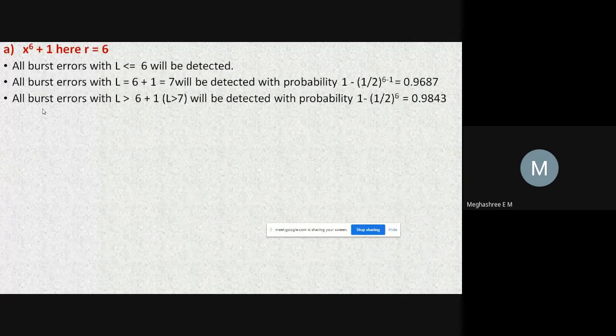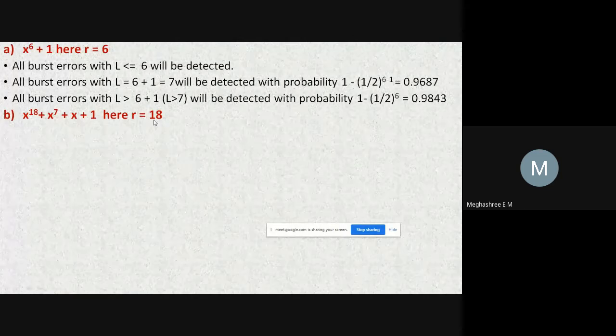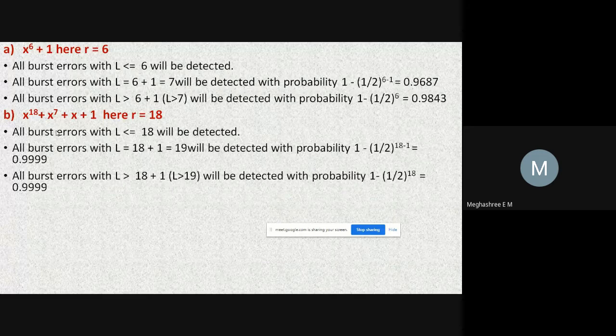And the third one is all burst errors with L greater than 6 plus 1, that is 7, right? These will also be detected, and the probability is 1 minus 1 divided by 2 to the power of 6; simplify this. Similarly, you can calculate for the given generator x power of 18 plus x power of 7 plus x plus 1. Here the degree of the polynomial is 18, so r is equal to 18. Again, apply the same statement, substitute the value in place of r, and find the probability as well.